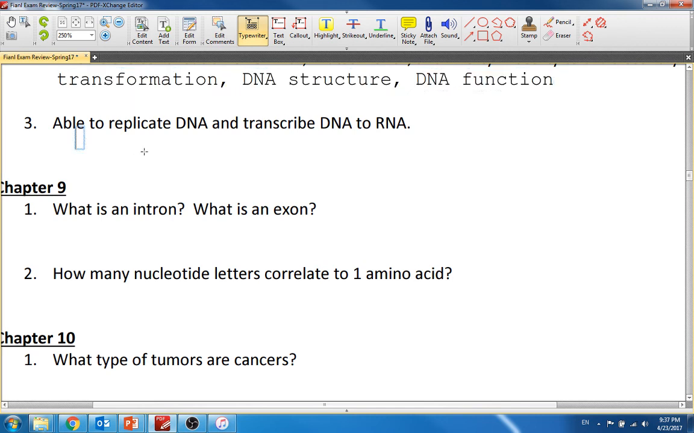Number 3, you should be able to replicate DNA and transcribe DNA to RNA. When you replicate DNA, make sure that you not only match up the letters, right? If you see T, you put A there. If you see G, you put C there. But also note the directions. If the DNA runs from 3' to 5', then the replicate, this complementary sequence, should run from 5' to 3'.